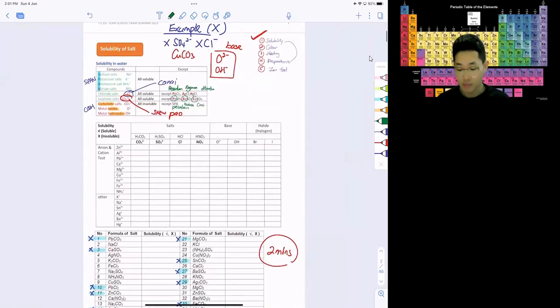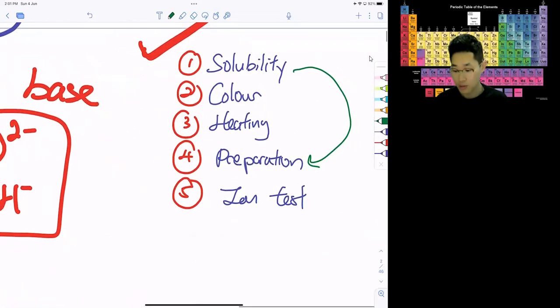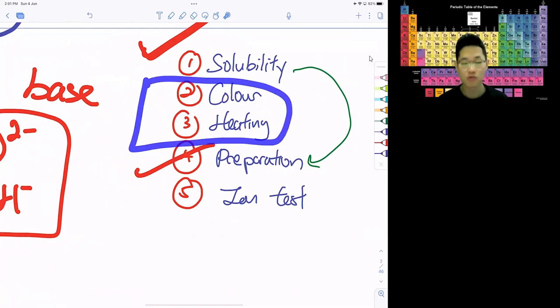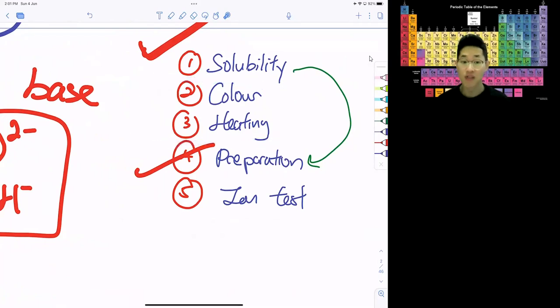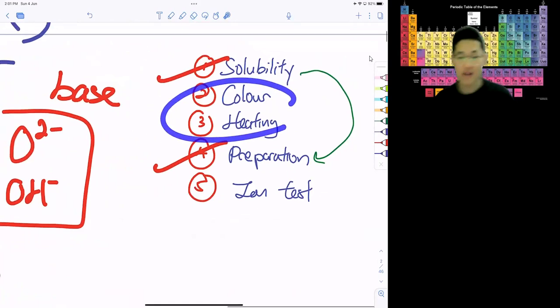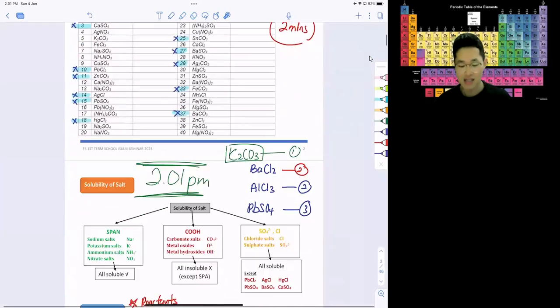I think we should be able to do color and heating of salts now. When we can do color and heating of salts, we can answer most of the questions already. So another 2 parts: color and heating, very fast only. I think 10 minutes can settle.